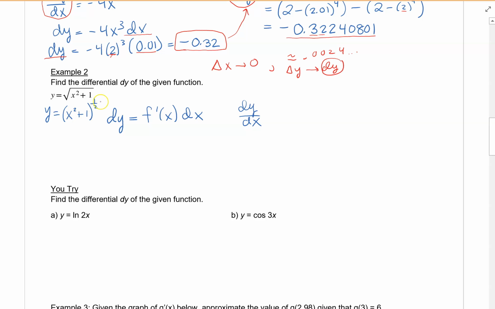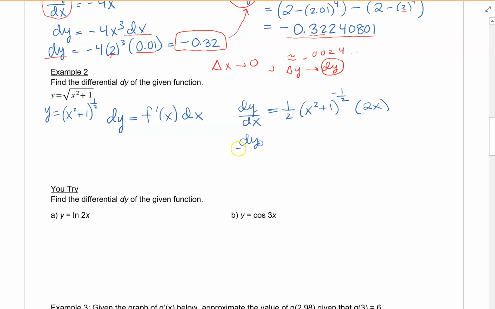x squared plus 1 to the power of 1/2. And I'll just use the chain rule and the power rule to evaluate that derivative. So the derivative of y with respect to x would be 1/2 times x squared plus 1 to the negative 1/2 power. So that was the power rule, and now I'll apply the chain rule, where you take the derivative of the inside part, which is 2x.